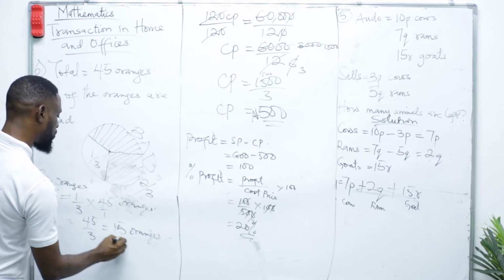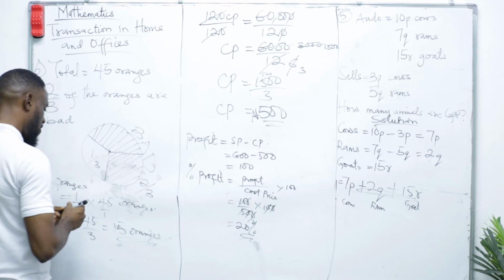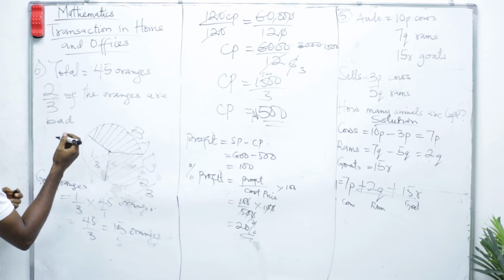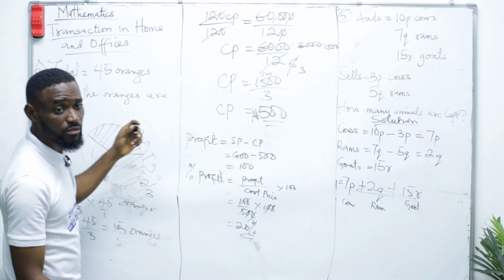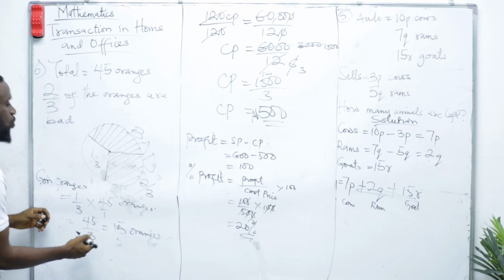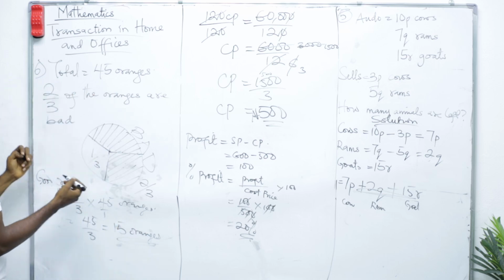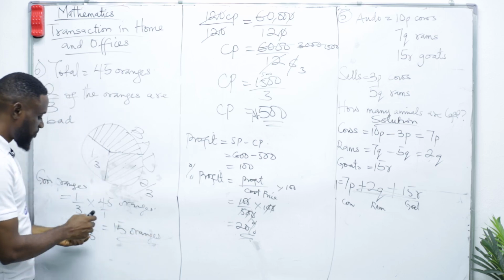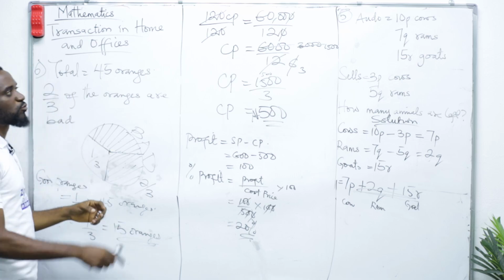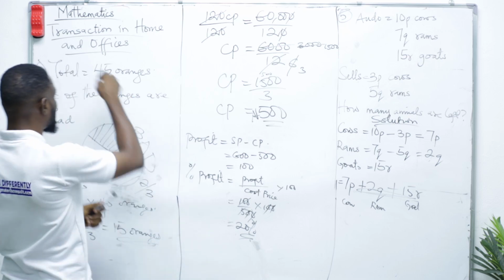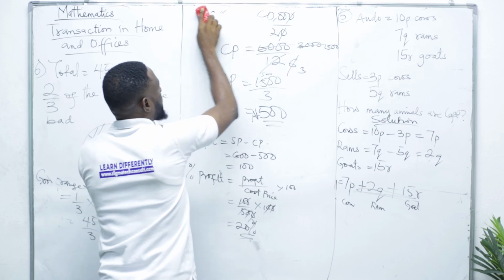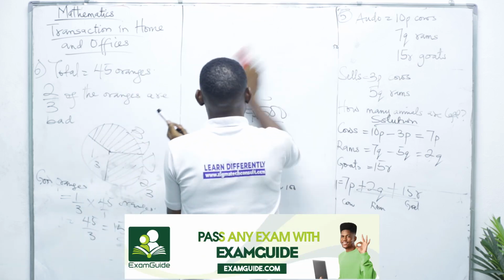So out of the 45 oranges, 15 of the oranges are good. They say how many are good? Okay, 15 are good, while 2/3 are bad. The 2/3 is 30, because if you remove 15 from 45, what will be left is 30. And to be sure that 30 is 2/3, remember they say 2/3 of the oranges are bad. So let's look at that.